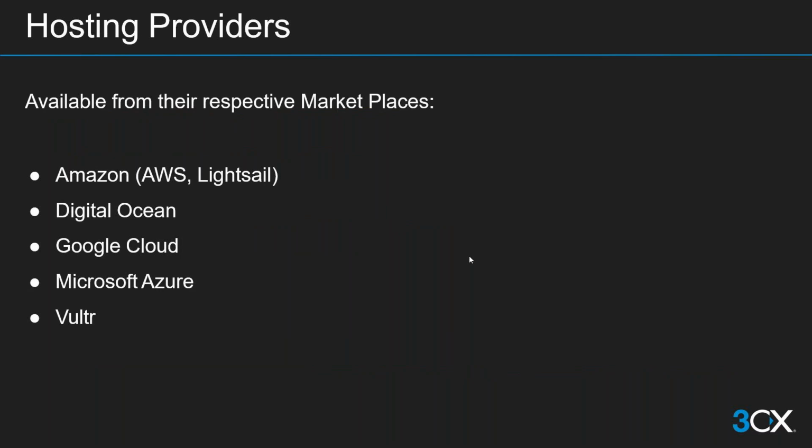The system can be installed on the following hosting providers and is available from their marketplaces. We have Amazon AWS and Lightsail, DigitalOcean, Google Cloud, Microsoft Azure, and Vultr. There is more or less a guide available. You choose in the marketplace that you want to use 3CX, and then you literally either upload a backup or you upload the configuration file that you create in the 3CX backend. We see that on the on-prem install.